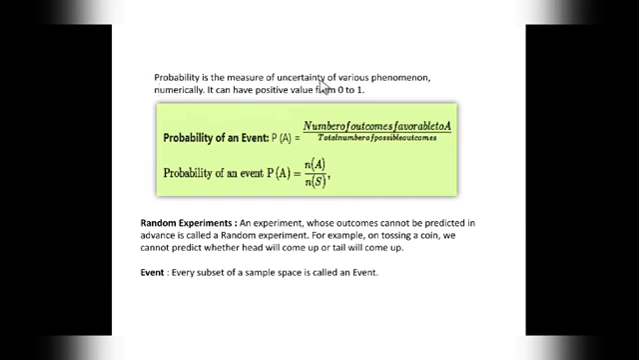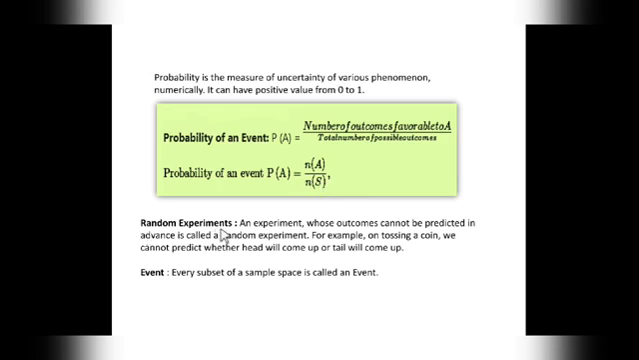Probability is the measure of uncertainty of various phenomena numerically. It can have a positive value from 0 to 1. Probability of an event is denoted by P(A), that is equal to the number of outcomes favorable to A divided by the total number of possible outcomes. We can write this as P(A) = n(A) / n(S): total number of favorable outcomes divided by total number of outcomes in the sample space.